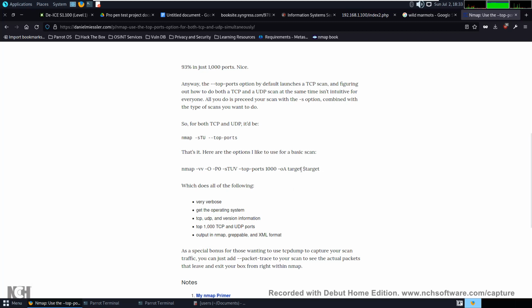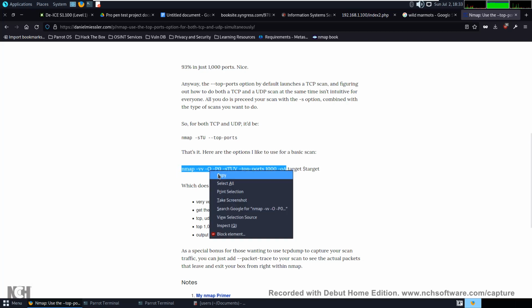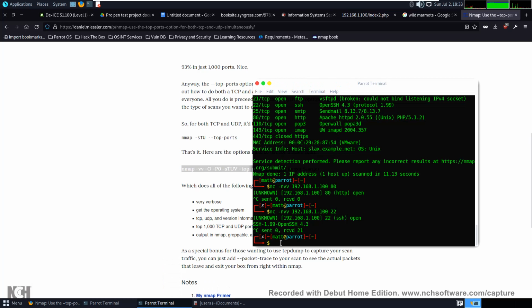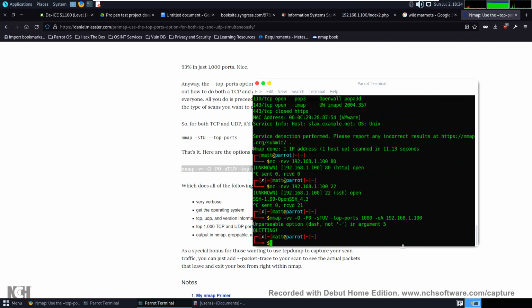Alright. Let's just run this portion. I'm curious now. Copy, paste, 192.168.1.100. I don't know how long this is going to take. What do you mean? Unparsable option dash not on in argument 5. 1, 2, 3, 4, 5.